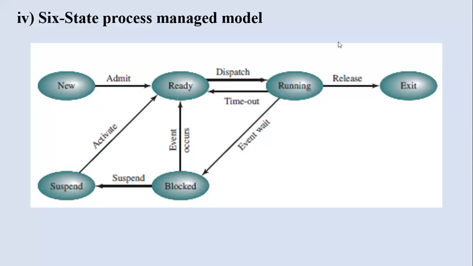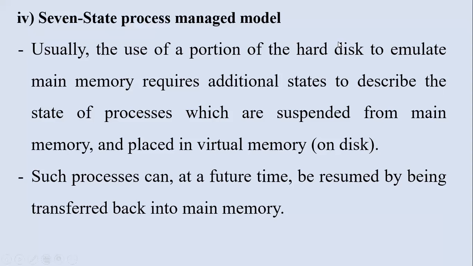What about the 7-state process model? The 7-state process managed model usually uses a portion of the hard disk to emulate main memory. This therefore requires additional states to describe the state of processes which are suspended from main memory and placed in virtual memory on disk. Such processes can, at a future time, be resumed by being transferred back into the main memory.